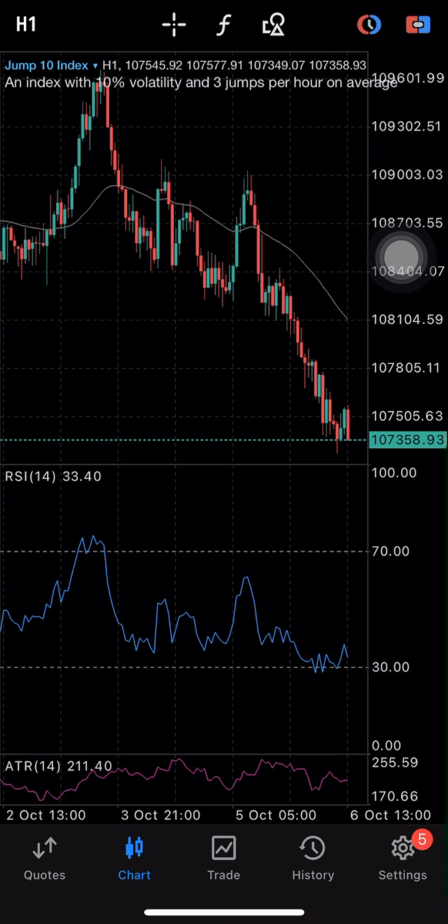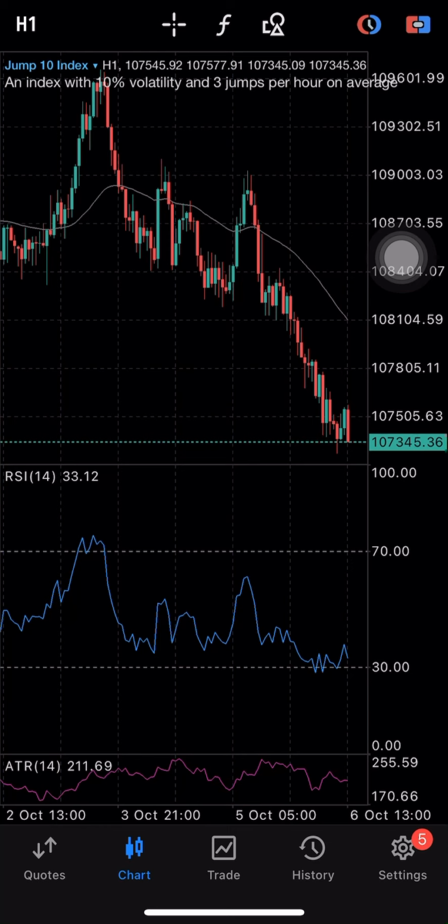I don't use RSI with the concept that above 70 is overbought, so I have to sell the market, or below 30 is oversold. I don't use it that way. I just use the RSI to gauge the strength of price movement.